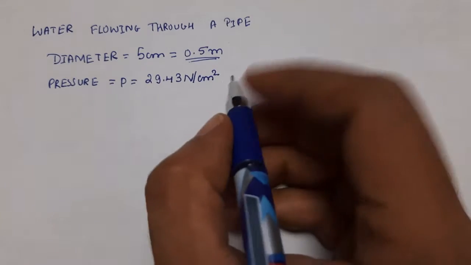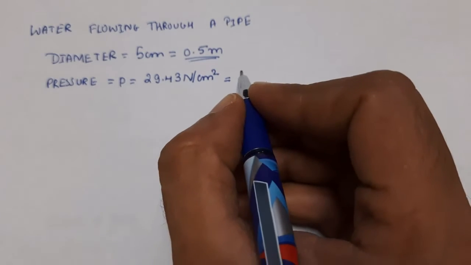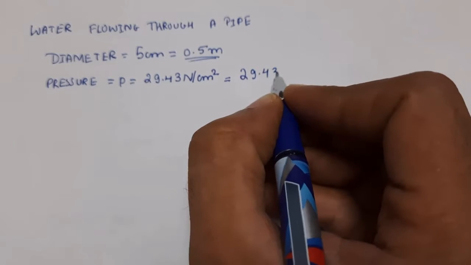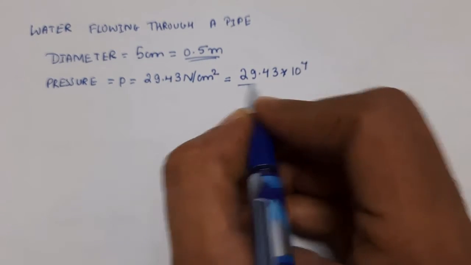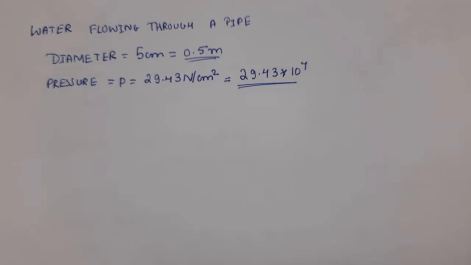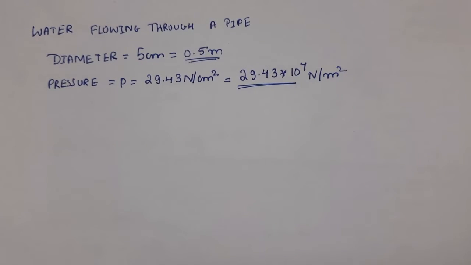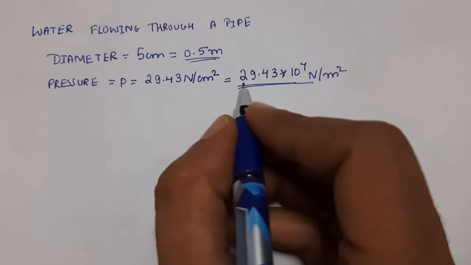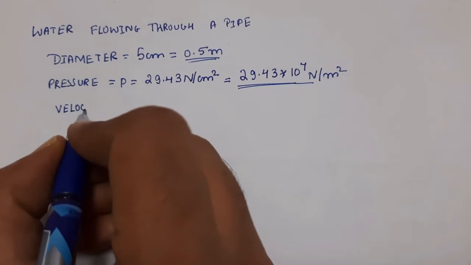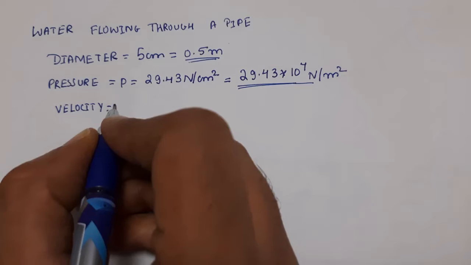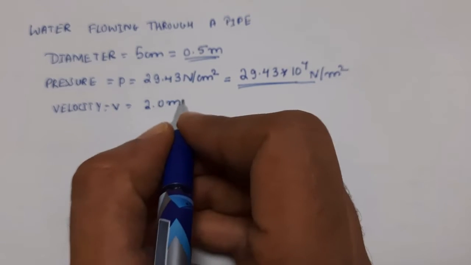Okay, convert this into meters, so it will be 29.43 into 10 to the power of 4 Newton per meter square. Okay, so this is converted into meters, and then we have velocity V is equal to 2 meter per second.